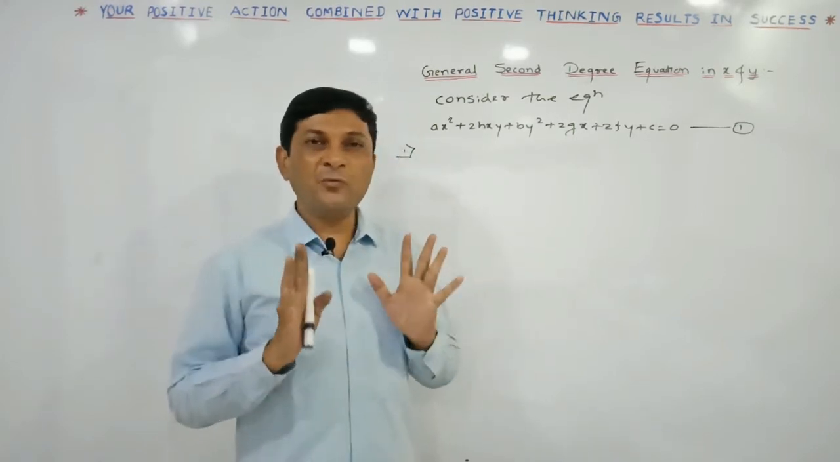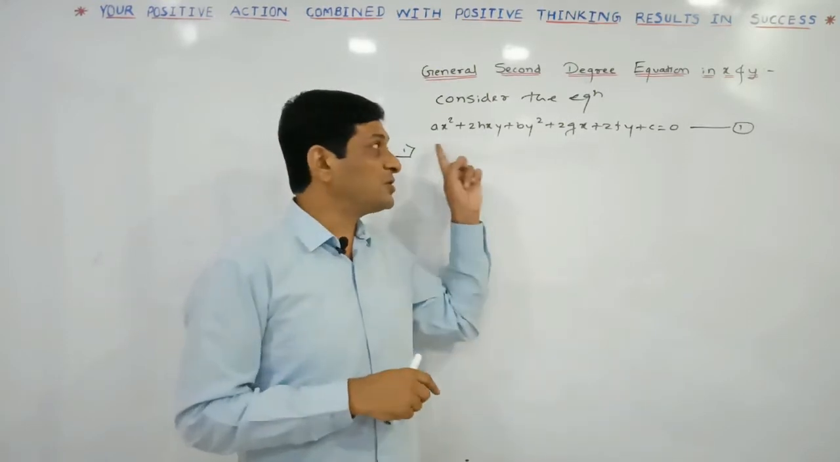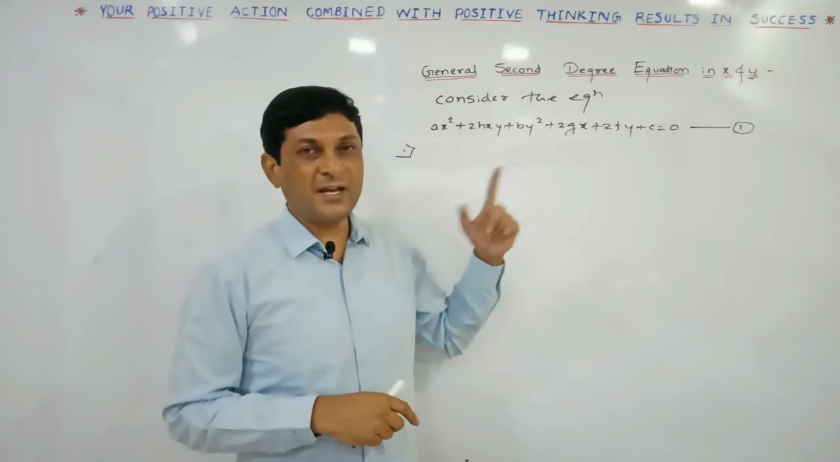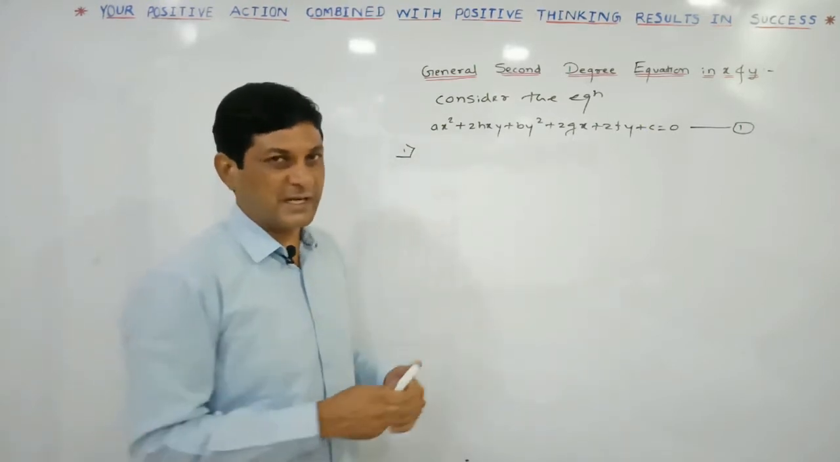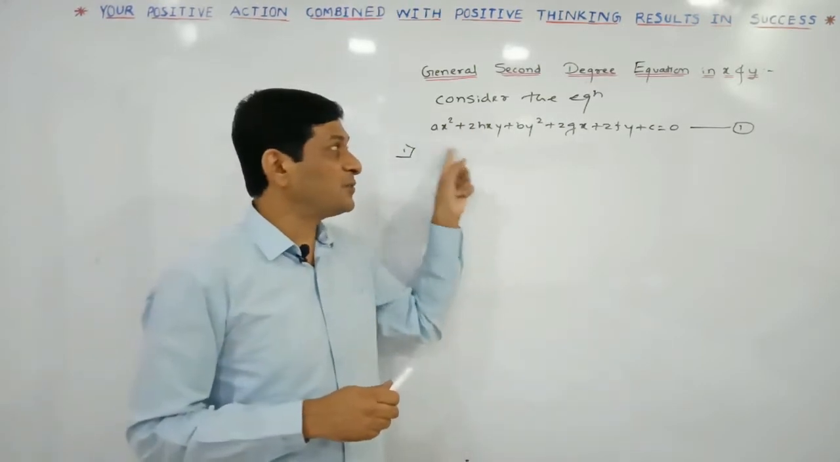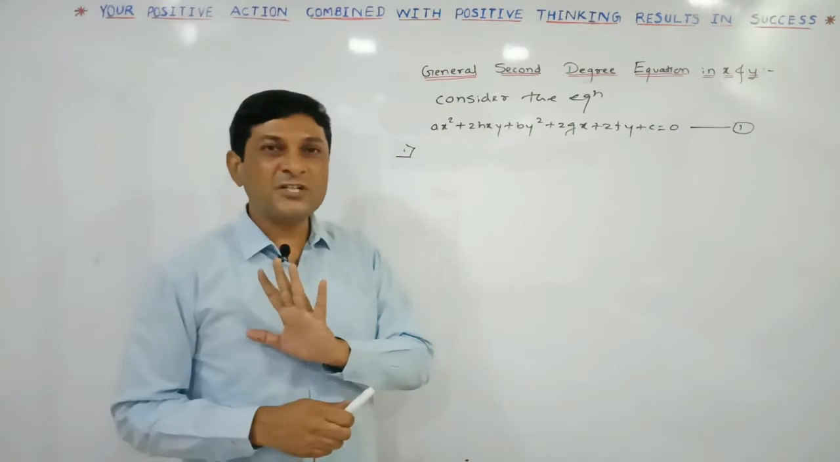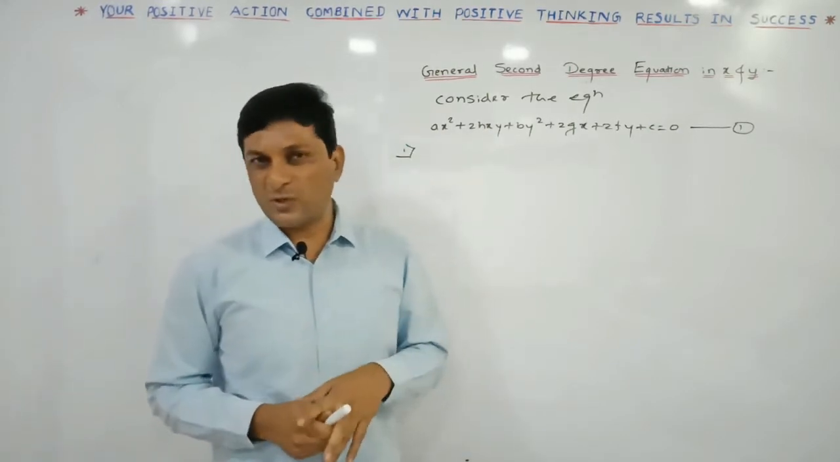hyperbola also. Now we are discussing the condition which is satisfied by this general equation of second degree in x and y, so that we can say that it represents a pair of straight lines. The proof of the result related with the general equation is not given in our syllabus. Just applying this result we have to solve the examples.